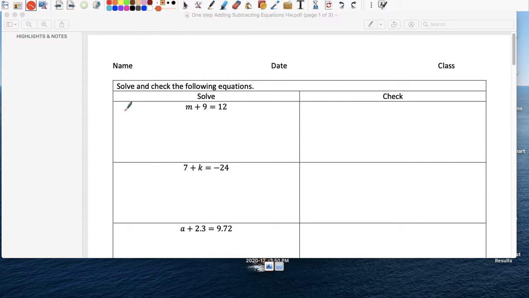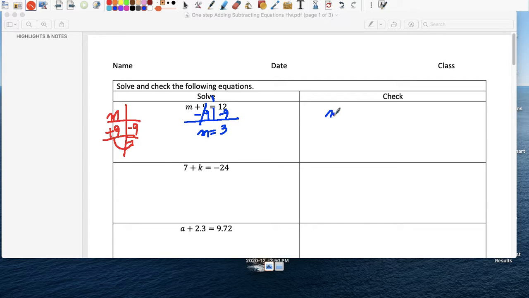Okay, so first thing, here's my story. There's a variable m, and we see that 9 is being added to it. So we're going to use the inverse operation of adding 9, which is subtract 9. And that's going to isolate our variable. So left side, right side, line in the middle, minus 9, minus 9. So we get that m equals 3. To make that equation true, m has to be 3.